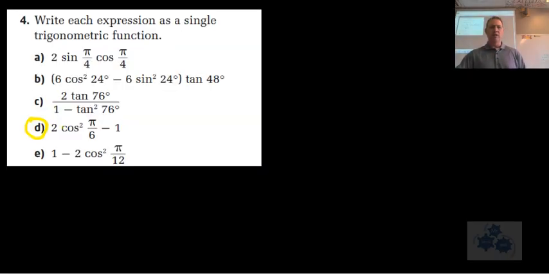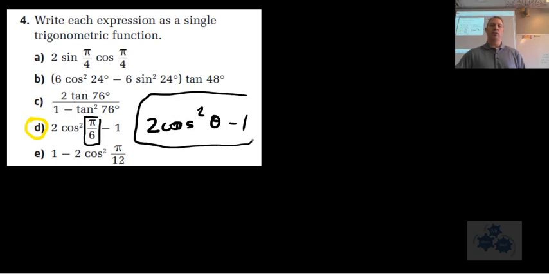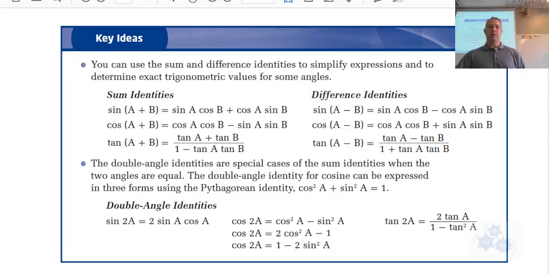It says 2 cos squared of, and remember, this pi over 6 is just a theta. Don't let it scare you. This is like 2 cos squared theta minus 1. Does this show up anywhere? Maybe not the other one, but does this show up anywhere? What's this down here? Is that it right there? 2 cos squared theta minus 1. See that? So this actually equals cos of 2 theta, or 2a.